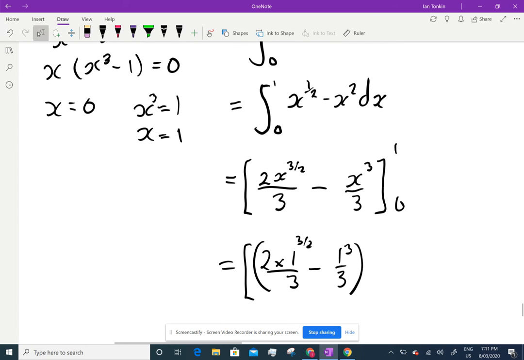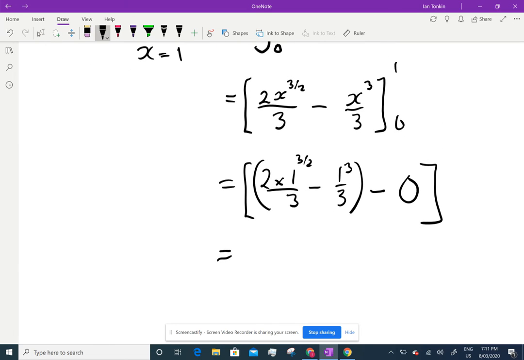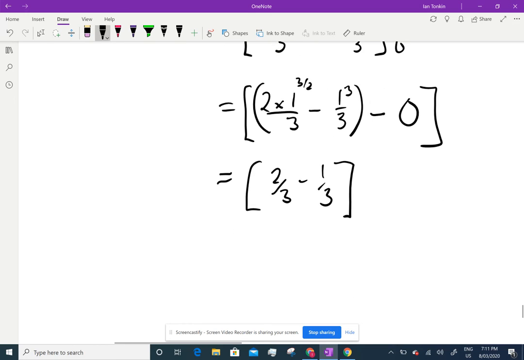And I'm not going to write this up. 0 to the power of anything is 0, except to the power of 0. But they're 3 on 2 on 3, and I'm going to get 0 divided by 3. So this is all going to come to 0 when I substitute the 0 in there. Which means I'm going to get 2 thirds minus 1 third, which is a third.